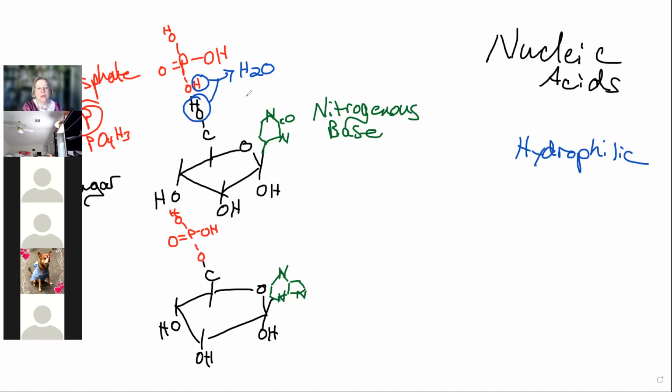So nucleic acids have all 3 of these. They have a sugar group, they have a phosphate, sometimes more than 1 phosphate, and they have a nitrogenous base, or sometimes we just call it a base. And like the carbohydrates, we can snap these. And by the way, we call this from here to here a nucleotide.